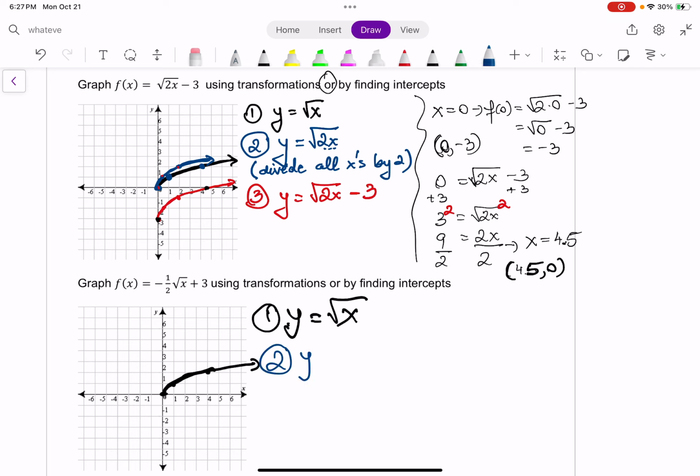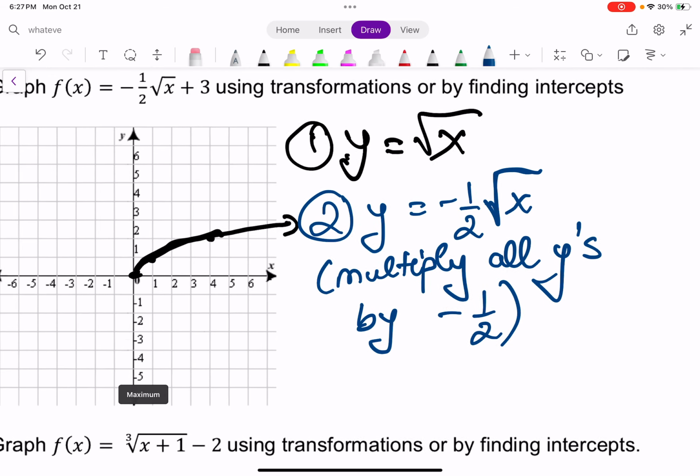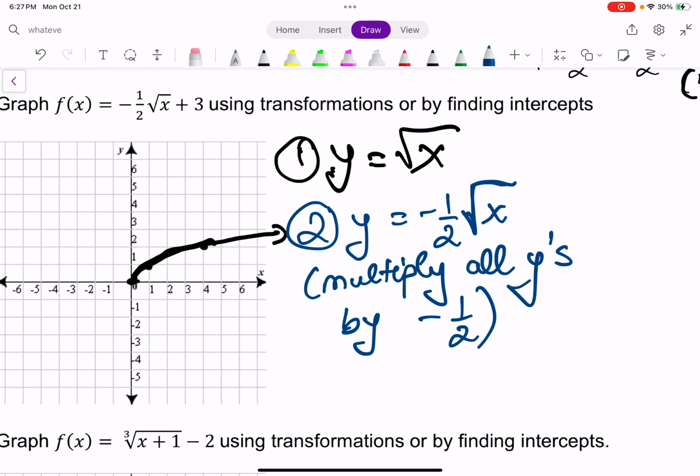The next operation is to multiply the function by a negative 1/2. So take all the y values you had before, the y coordinates, by negative 1/2. So of course, the 1/2 makes the graph compress vertically by a factor of 1/2. So the graph is going to go halfway in towards the x-axis. However, it's also multiplied by a negative, so that's going to make the graph flip over the x-axis.